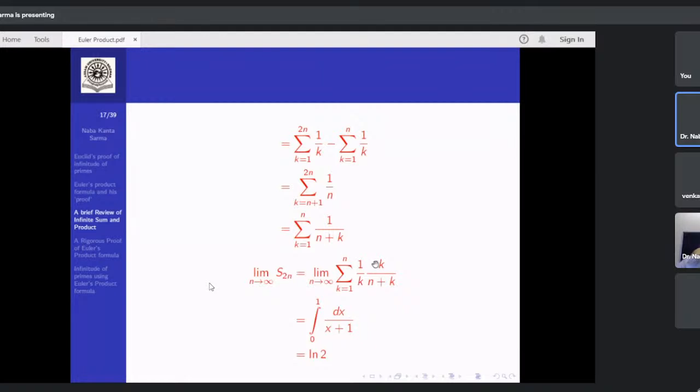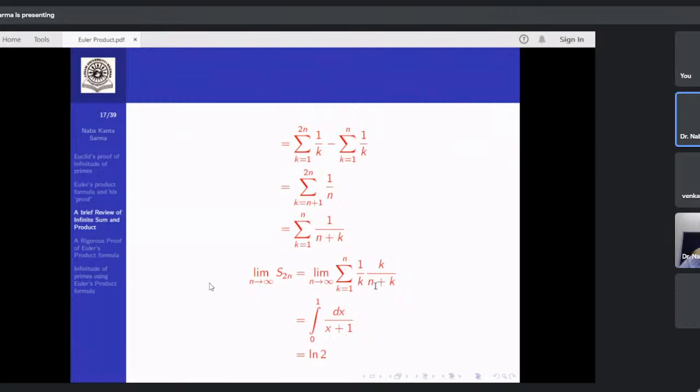If I take the limit here, then I find this. I have multiplied numerator and denominator by n. And if you now remember the formula for the integral as a limit of a sum, this is nothing but the integral from 0 to 1 of the function 1 by (x plus 1).